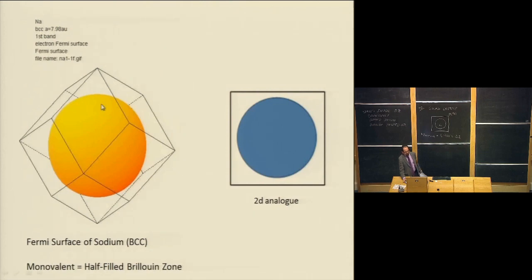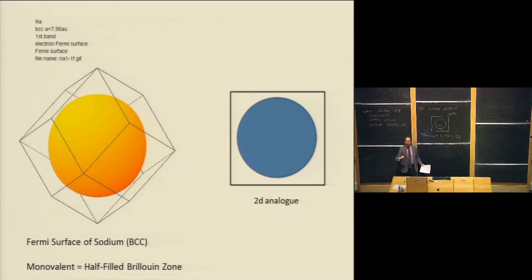Sodium is a BCC material, so its Brillouin zone is this funny weird shape. It's a rhombic dodecahedron or some strange shape like that. But inside it, filling exactly half of the volume, is a spherical Fermi surface, which tells us that sodium is nearly a free electron system because its Fermi surface is almost perfectly spherical.